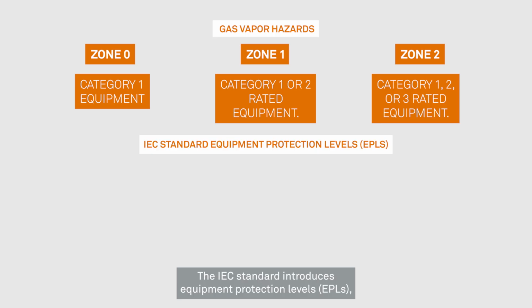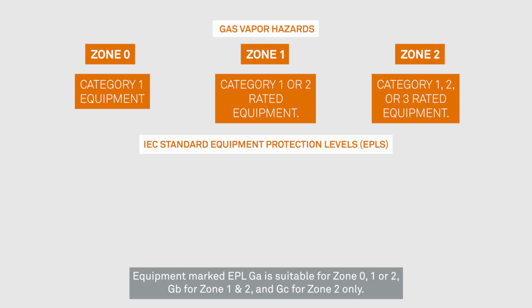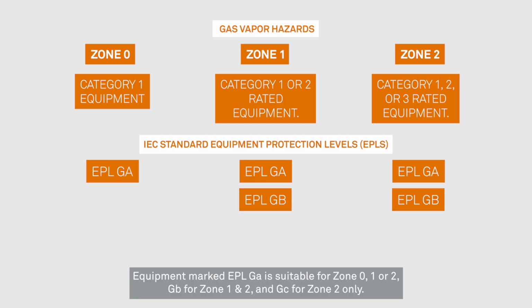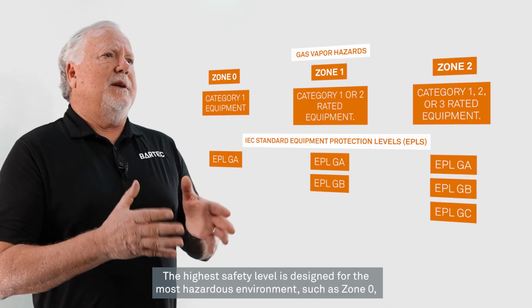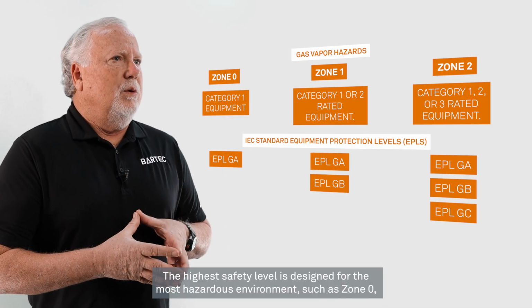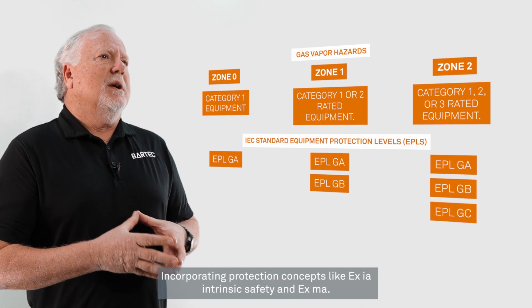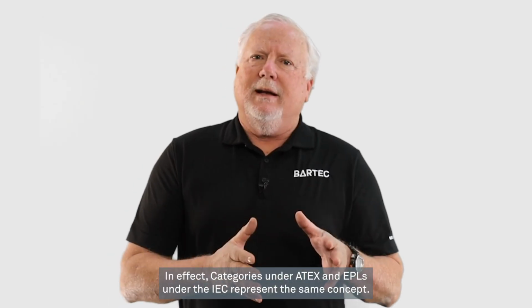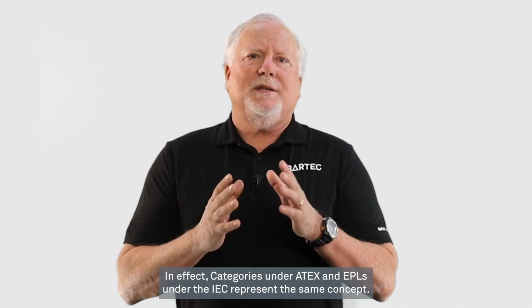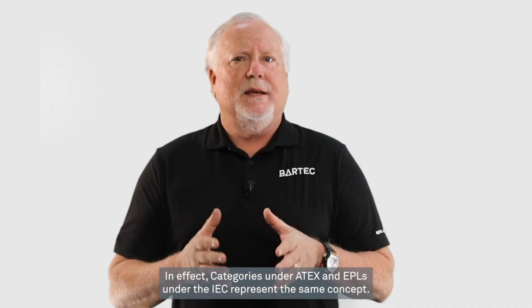The IEC standard introduces equipment protection levels, or EPLs, assigning them based upon the likelihood of ignition. Equipment marked EPL Ga is suitable for Zone 0, 1, or 2, Gb for Zone 1 and 2, and Gc for Zone 2 only. The highest safety level is designated for the most hazardous environment, such as Zone 0, incorporating protection concepts like Ex ia, intrinsic safety, and Ex ma. In effect, categories under ATEX and EPLs under the IEC represent the same concept.